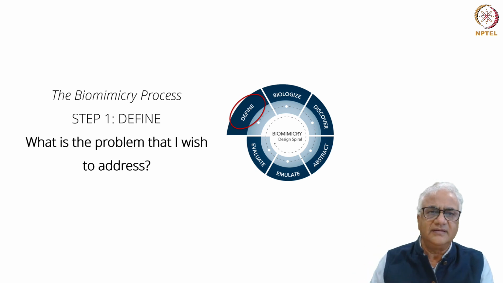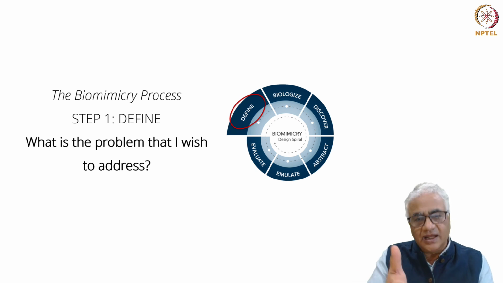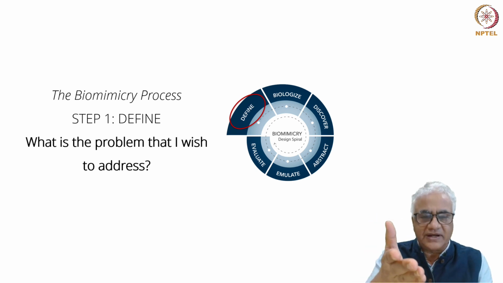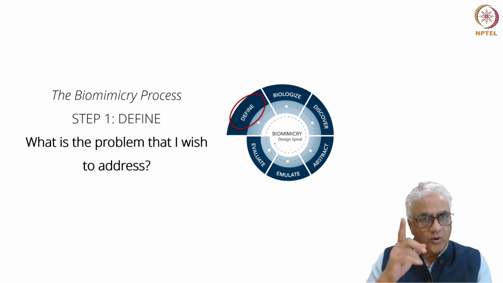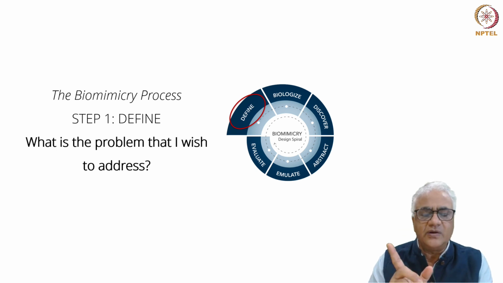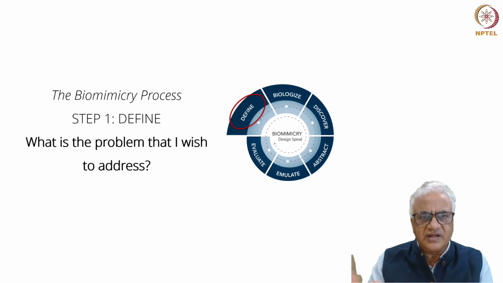Tell me one thing, just think about this. How can you solve a problem when you don't know what the problem is? Which is why define is important. Just like in creativity, define is important. In the biomimicry spiral also, define is important. You go back to the UNSDG. What did you learn in the UNSDG? You learned to identify a problem, which in other words is define the problem.